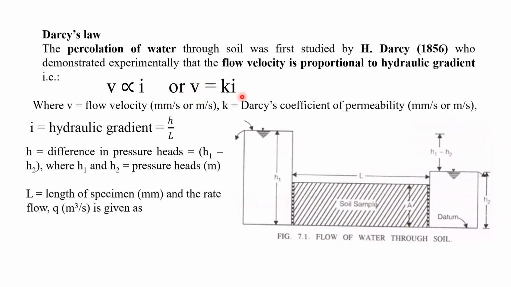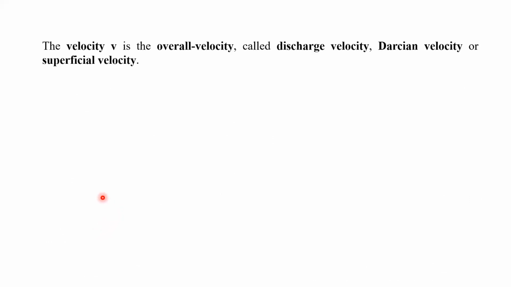As you know, v is equal to Ki. So what will be the discharge? How can we calculate discharge? V into A is called discharge, and v is already Ki. So Q is equal to KiA. This discharge is equal to KiA. And the v, the velocity of water flowing through the soil media, is called the overall velocity, discharge velocity, Darcian velocity, or superficial velocity. That means the velocity of water flowing through the soil media.